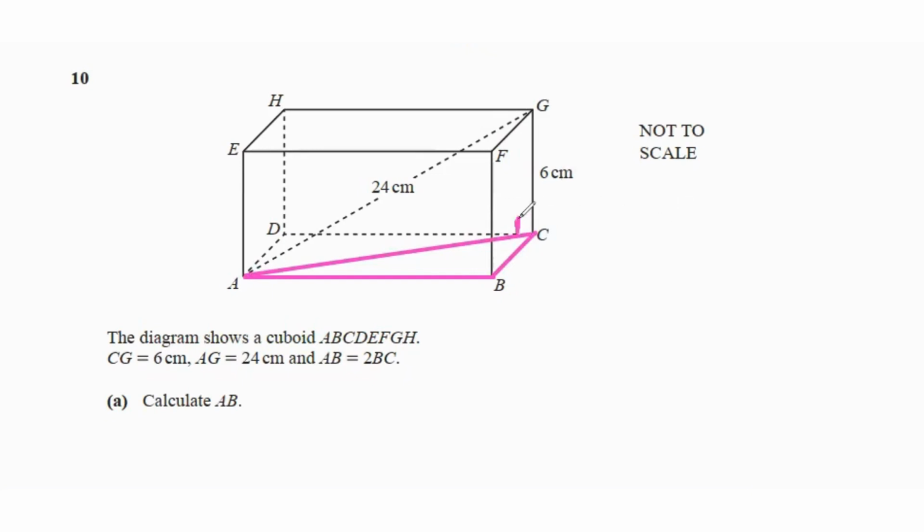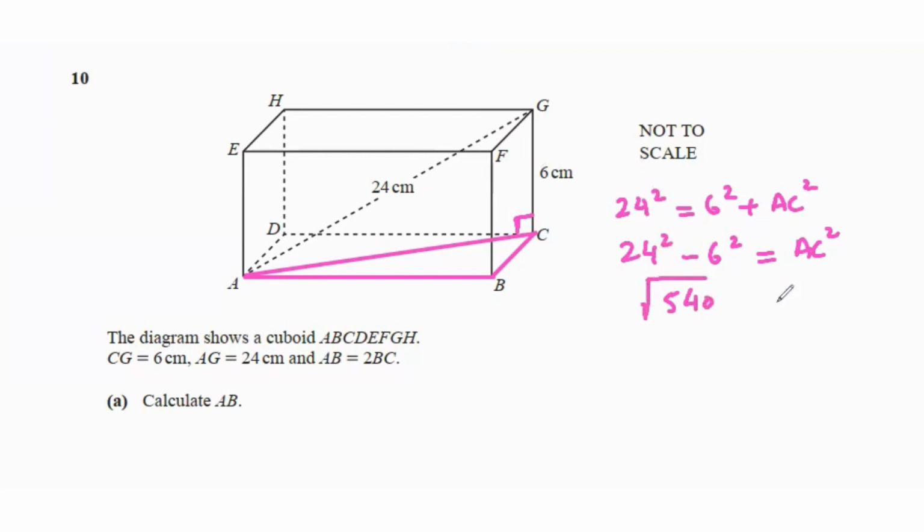We'll calculate easily using Pythagoras because it's a right angle triangle. 24 squared equals 6 squared plus AC squared. 24 squared minus 6 squared equals AC squared, which is 540. And then we square root that. And that's going to give us 23.24 centimeters. That is AC.